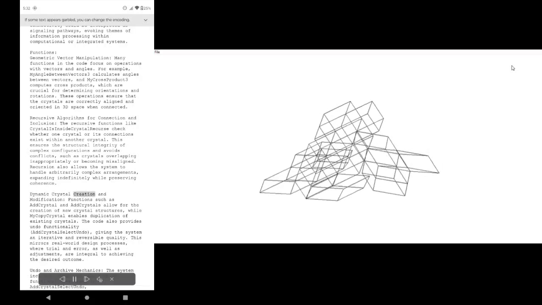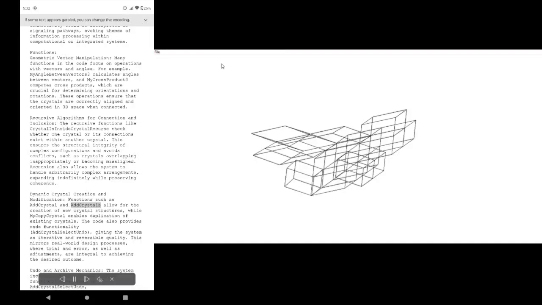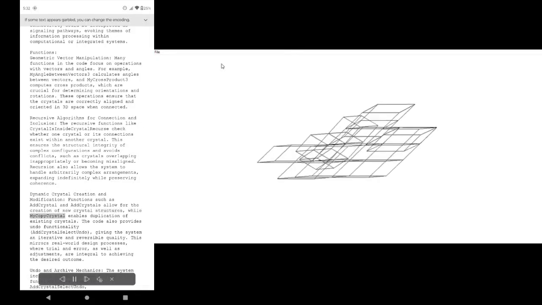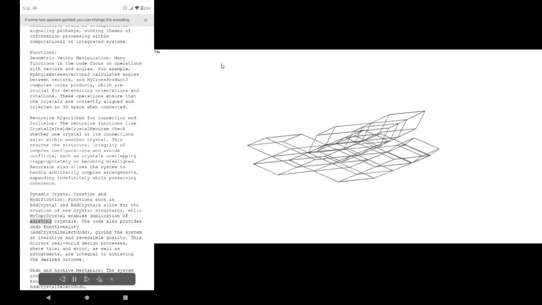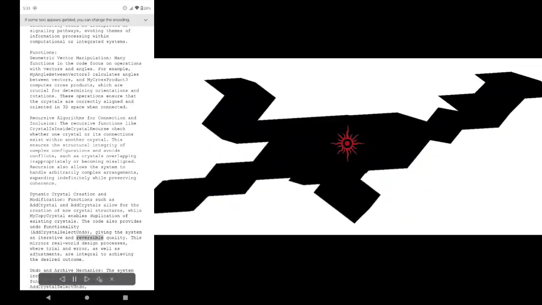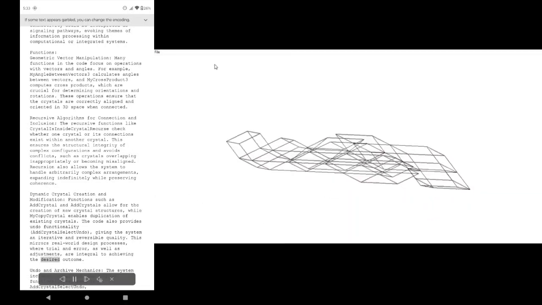Dynamic crystal creation and modification. Functions such as addCrystal and addCrystals allow for the creation of new crystal structures, while myCopyCrystal enables duplication of existing crystals. The code also provides undo functionality, addCrystalSelectUndo, giving the system an iterative and reversible quality. This mirrors real-world design processes, where trial and error, as well as adjustments, are integral to achieving the desired outcome.